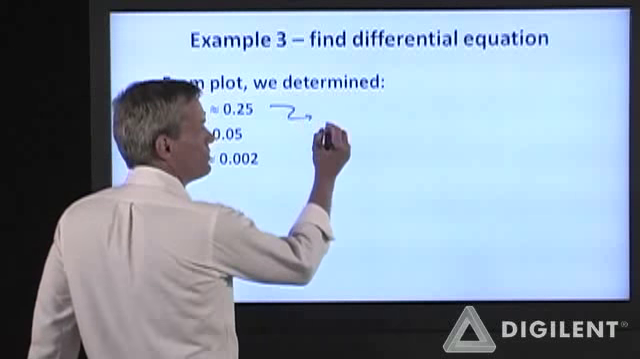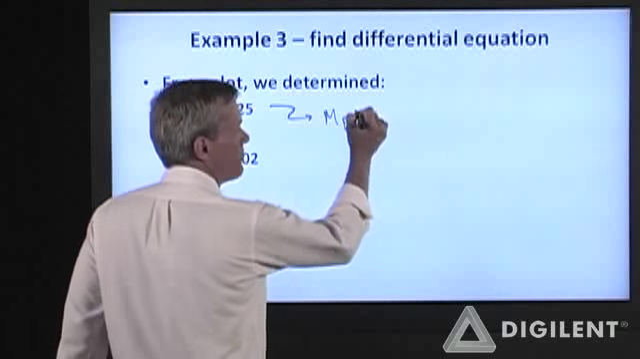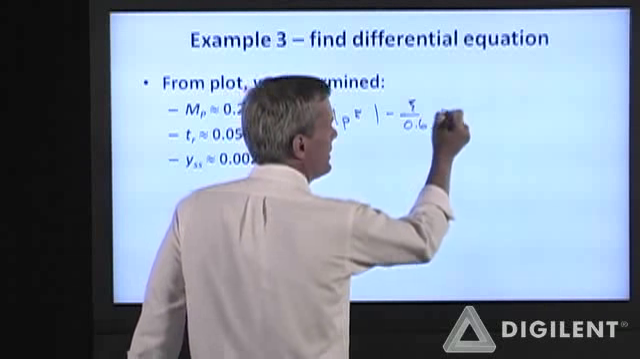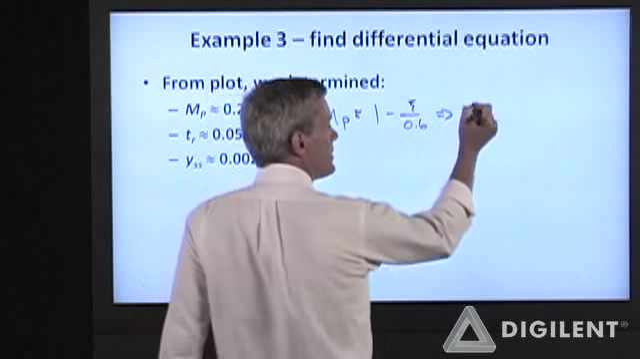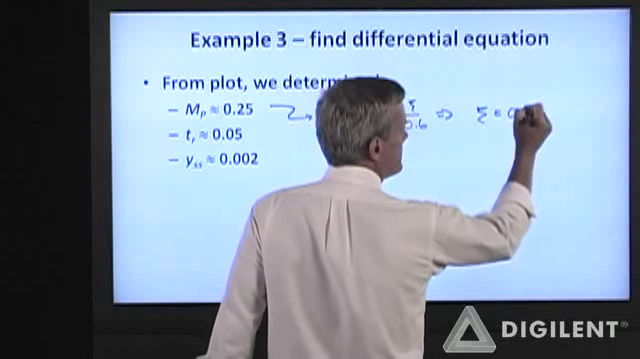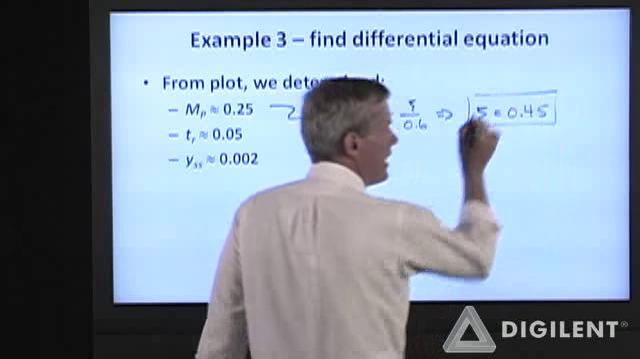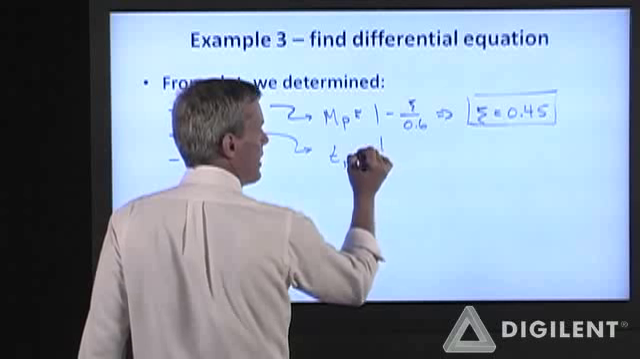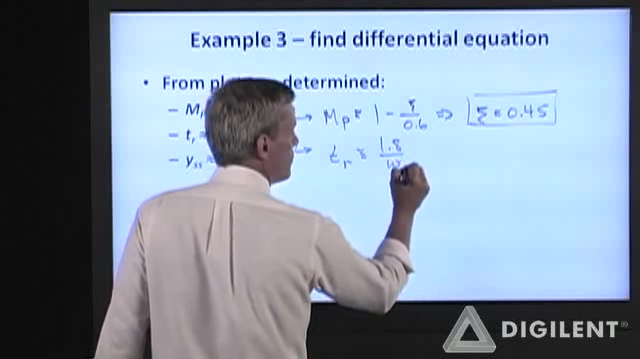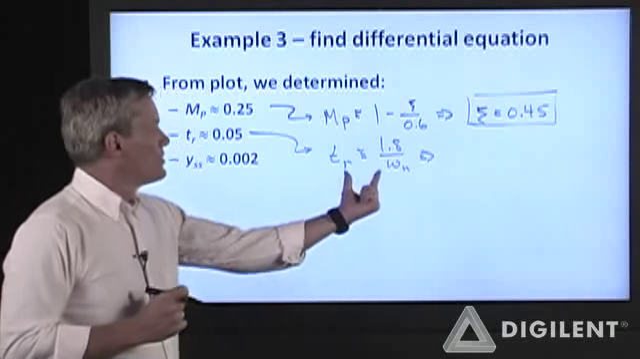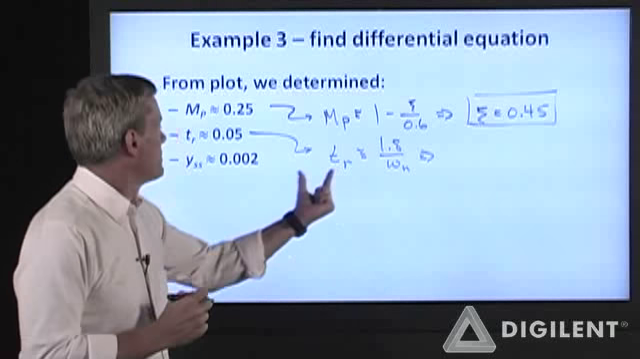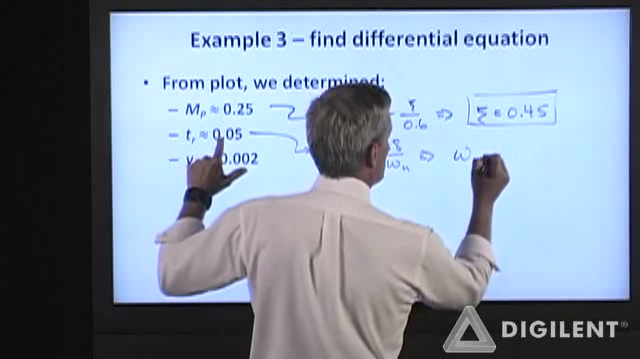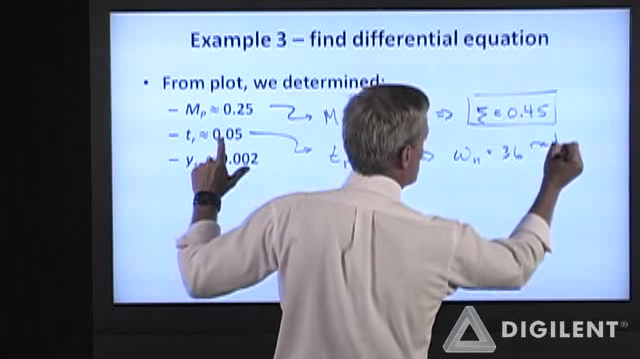From the overshoot, we know that M sub p is approximately 1 minus zeta over 0.6. If we solve this, we can find that zeta is approximately 0.45. From this equation, T sub r is approximately 1.8 over omega n. So omega n is 1.8 over T sub r, so omega n is 1.8 times 20, which is 36 radians per second.